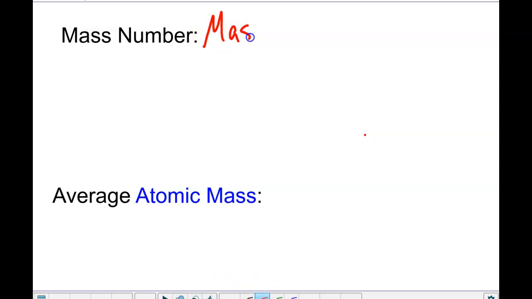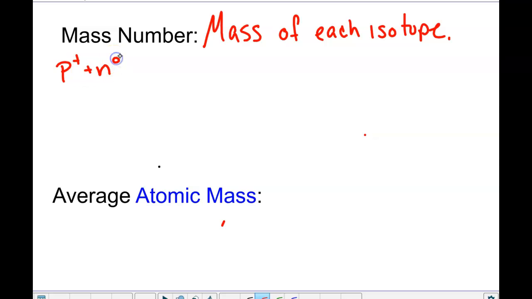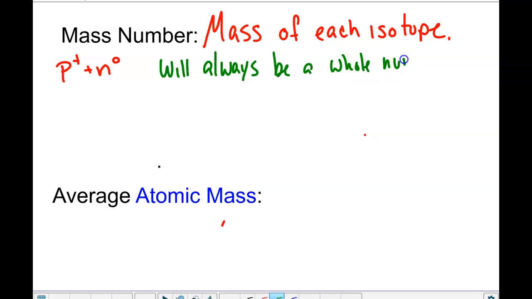the mass of each isotope. This is the sum of the protons and the neutrons. All right, so when you add the number of protons and the number of neutrons, and just like the name sounds, the mass number will always be a whole number, because it is that addition of the protons plus the neutrons.